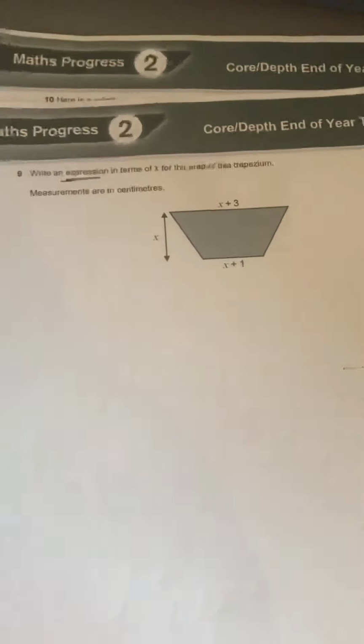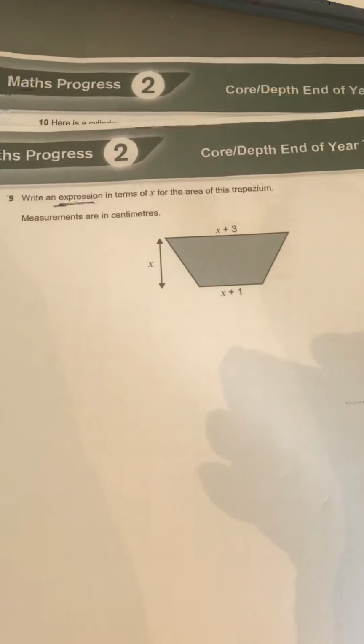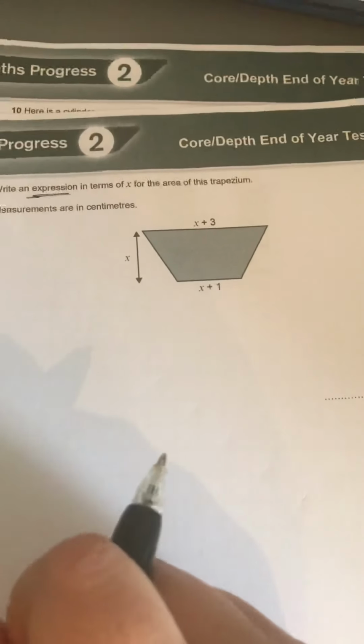Right, question 9. Write an expression in terms of x for the area of the trapezium. An expression is something that will have an x in it, will have other things in it as well, some numbers or something, but no equal sign. An equation has an equal sign. An expression is just a few terms together with no equals in there.